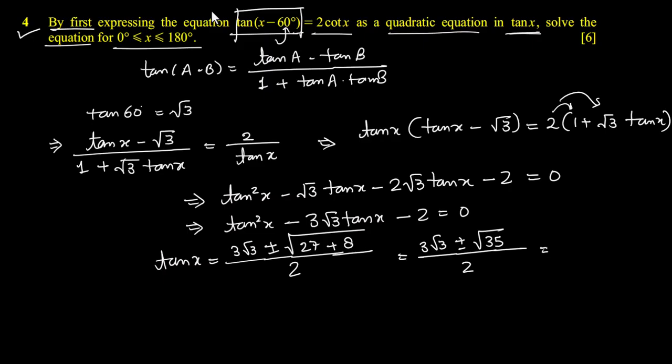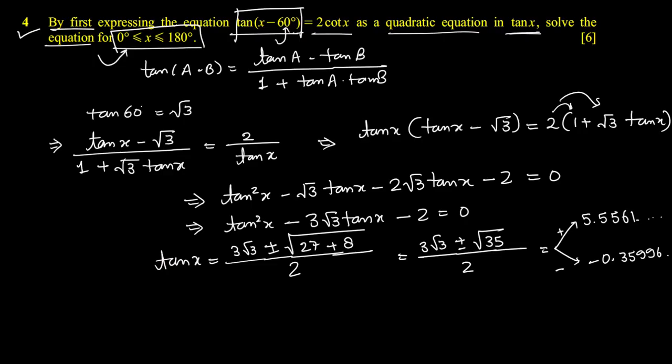We'll get two values, one with the positive sign and another with the negative sign. We'll get the two values from the calculator. So with the positive sign we get 5.5561 and so on, and if we take the negative sign here, we will get negative 0.35996 and so on. So from here we got tan x as both positive and negative, and we know that we need to find the x value within 0 and 180 degrees.